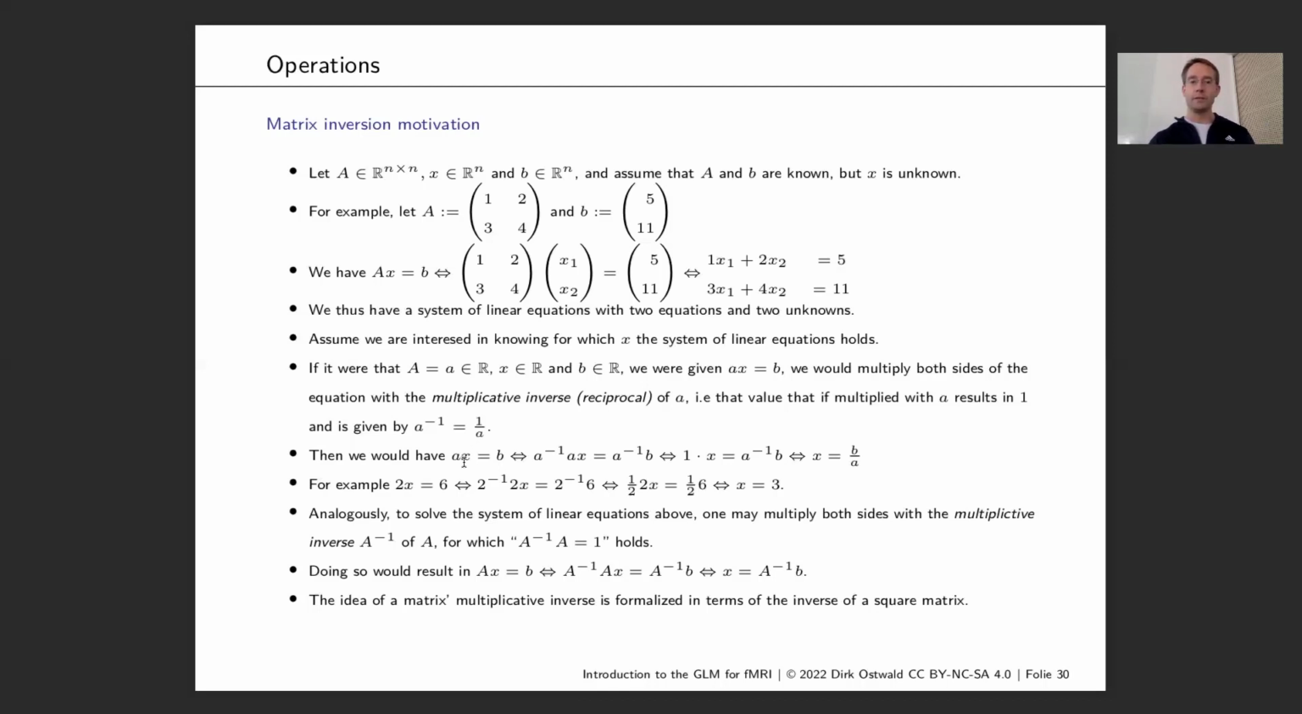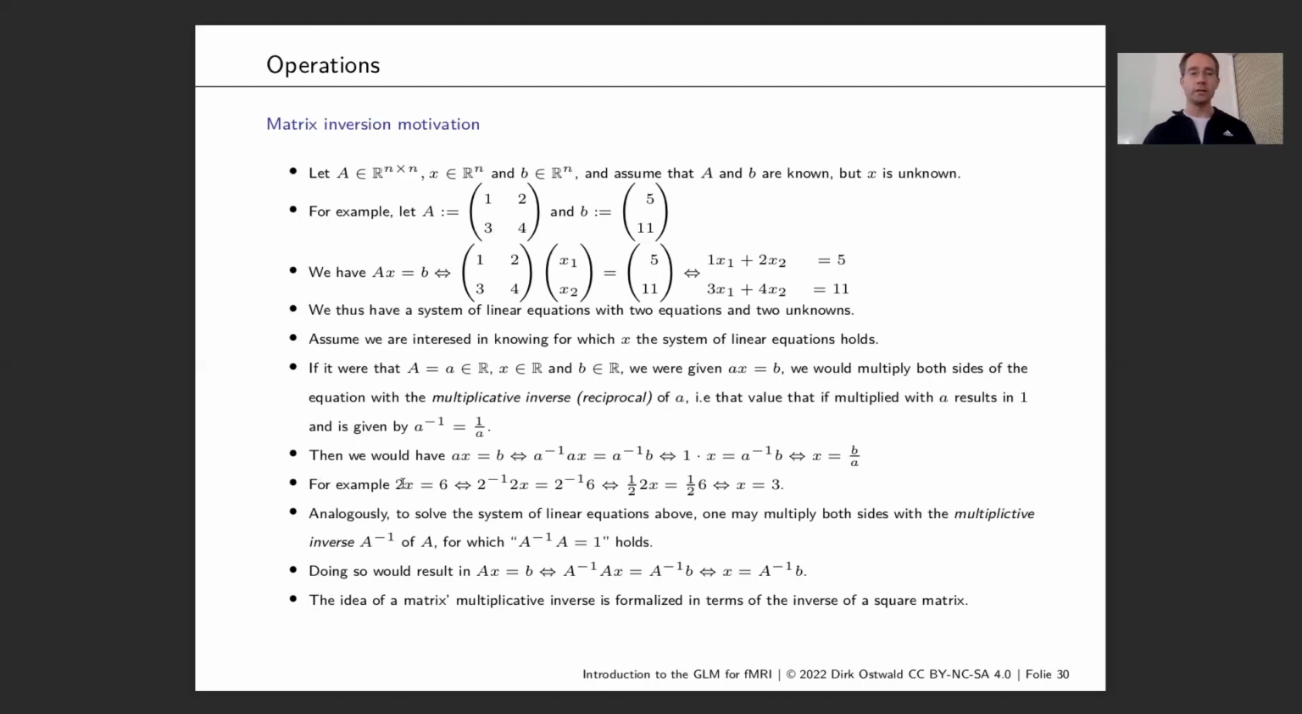So here we would have AX equals B, and then we would multiply with the inverse of A, so 1 over A. And then here we would get 1, A to the power of minus 1, which is 1 over A, times A equals 1. And on the other side of the equation, we have 1 over A times B. So here it's spelled out again, 1 times X, and here we have A to the power of minus 1 times B, which is X equals A to the power of minus 1 times B.